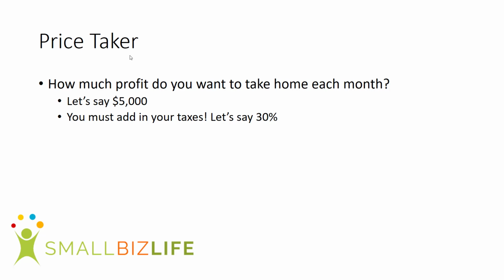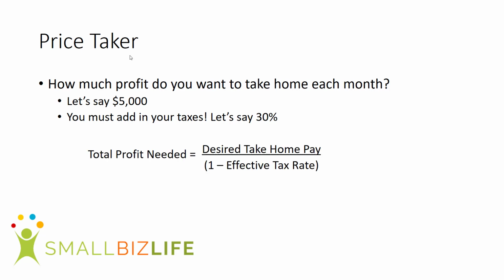So let's say that you looked at last year's tax returns and your effective tax rate's 30%. To calculate the total profit you need so that you can actually take home that $5,000, you're going to take your desired take-home pay and you're going to divide it by 1 minus the effective tax rate. So it's going to give you a decimal. Whenever you divide a number by a decimal, you're going to get a bigger number. So what this is going to tell you is how much you need to pay your taxes and take that profit home.